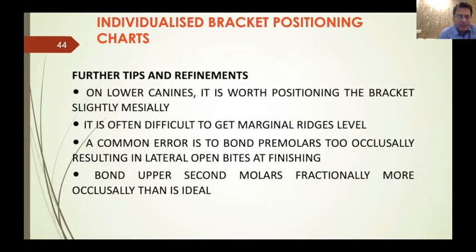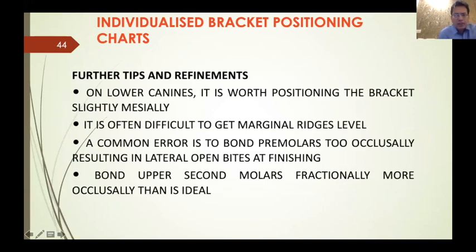Try to understand that it's always better to place your bracket for the lower canine slightly mesially. It is often difficult to get the marginal ridge leveled. A common error is to bond your premolars too occlusally, so you get lateral open bites. So as mentioned, when the chart was being developed, the areas of concern were the upper premolars. Also bond your upper second molars fractionally more occlusally than ideal.